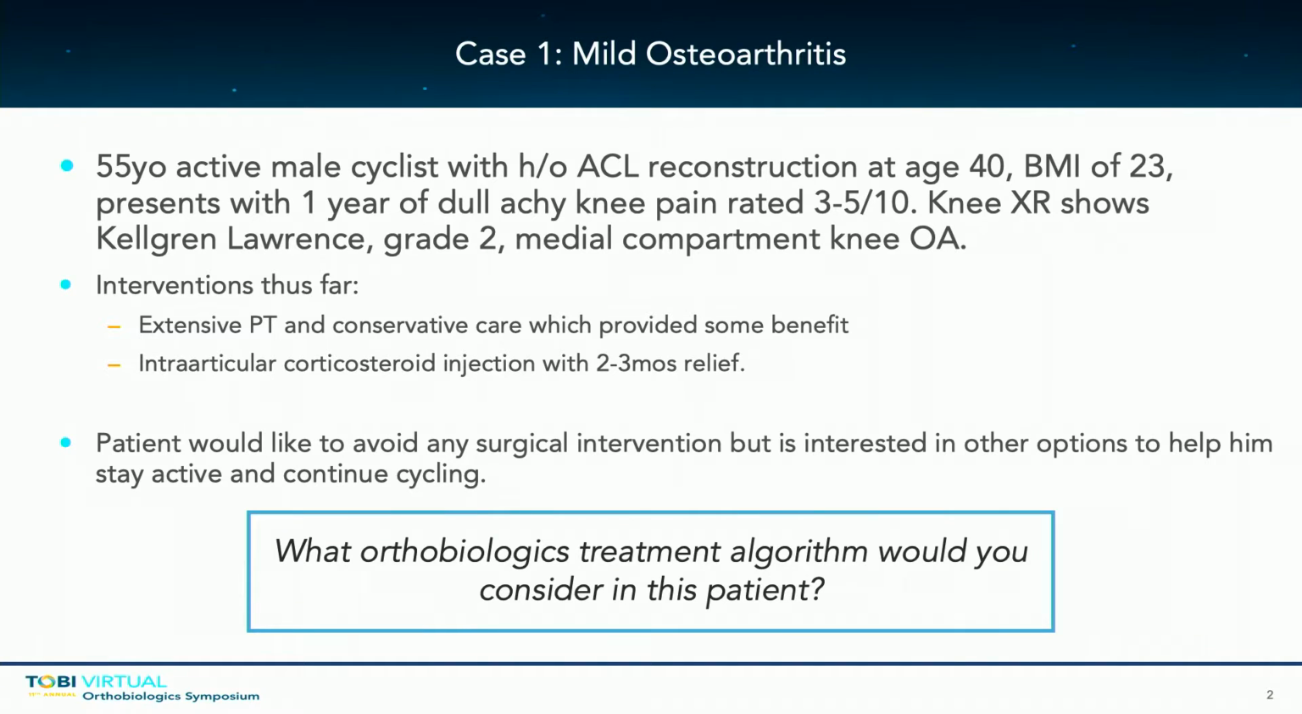The patient would like to avoid any surgical intervention, but is interested in other options to help him stay active and continue cycling. So Dr. Bowen, why don't we start with you? How would you approach this patient from an orthobiologic standpoint?